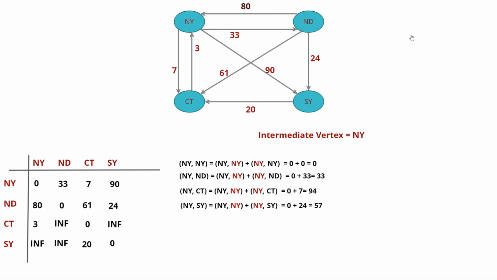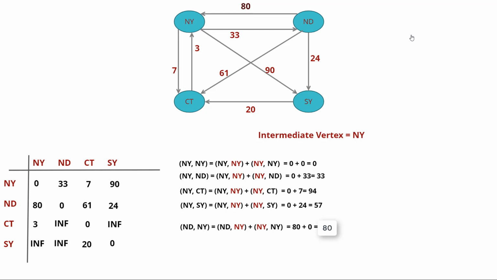When we move to the second row, which is ND, the source will be ND and the destination will be each and every column from NY till SY. In the second row, on the first iteration, the source is ND and the destination is NY. On inserting an intermediate vertex of NY, the path can be split into ND to NY plus NY to NY.